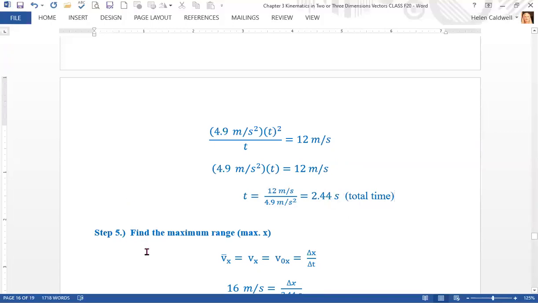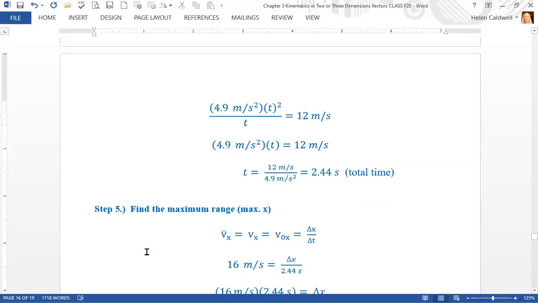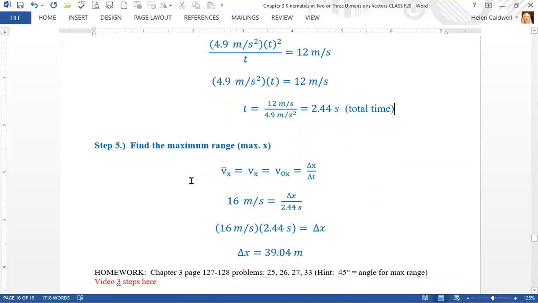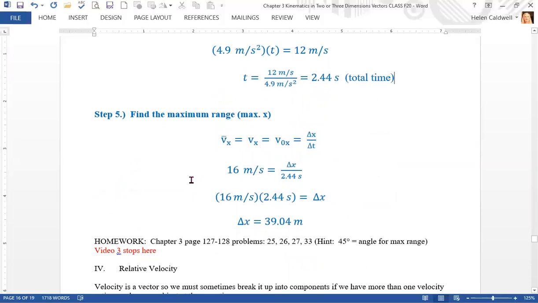All right, last thing, we want to find the maximum range. Almost always, those x calculations seem to be the last ones you do, or they'll be the very first if they give you an x value. So for maximum range, we know that all our vx's are equal to just vx, and it's delta x over delta t. So our velocity in the x direction, our initial velocity, was 16 meters per second. That's going to equal delta x over our total time, which is 2.44 seconds.